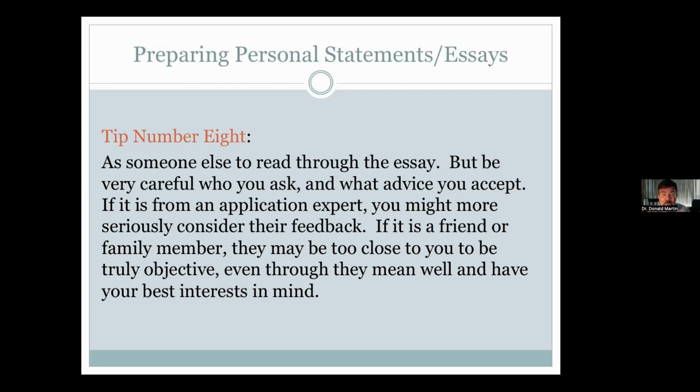And another tip here, if you ask too many people, you can get very confused because you could get one opinion about this and the exact opposite opinion over here. You want to be careful. I would say 1 or 2 at the most, in addition to you, and they should not be your family members or close friends.